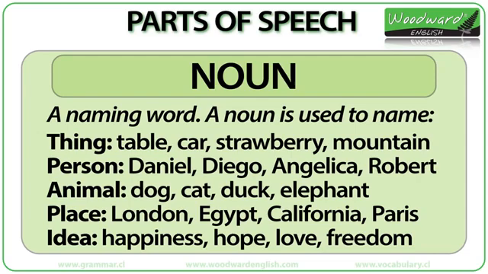We can name a person: Daniel, Diego, Angelica, Robert. We can name an animal: dog, cat, duck, elephant. We can name a place: London, Egypt, California, Paris. We can name an idea: happiness, hope, love, freedom.